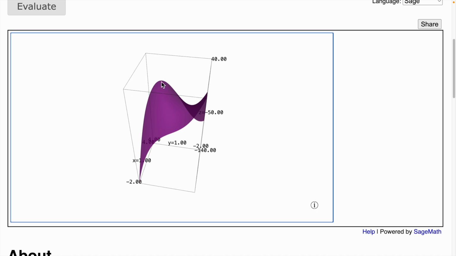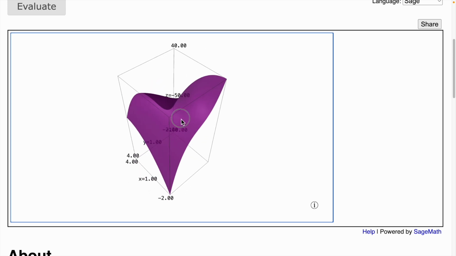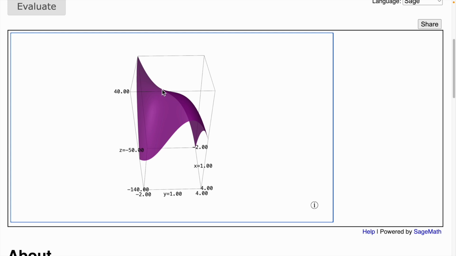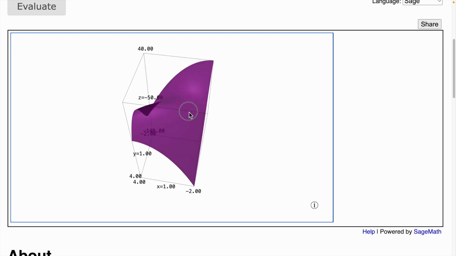So the maximum value here is 8. So around here will be 8. So all the values we calculate around will be values less than 8. So we can visualize here then the local maximum that we find, and the saddle point.